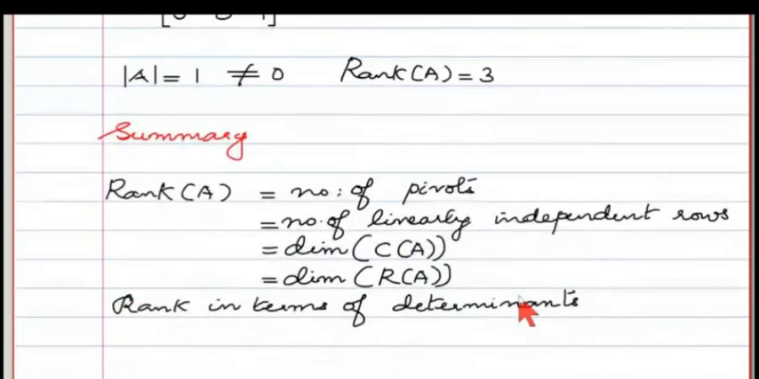So as a conclusion, the rank of A can be found by finding the number of pivots, or the number of linearly independent rows. It can be equal to the dimension of C(A), or the dimension of R(A), or rank can be defined in terms of determinants. So there are a lot of definitions for finding the rank of a matrix. So it is very easy to find the rank of a matrix using these formulas.